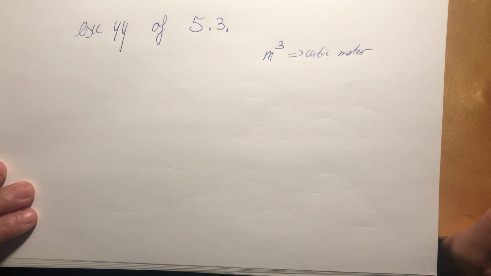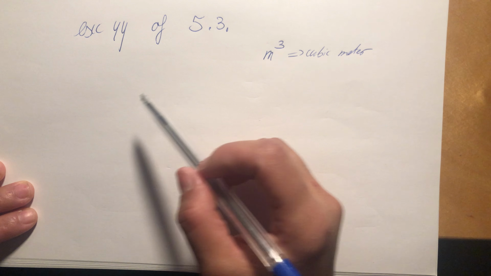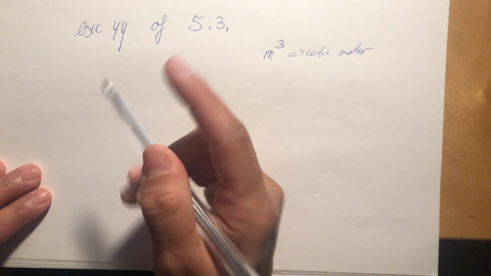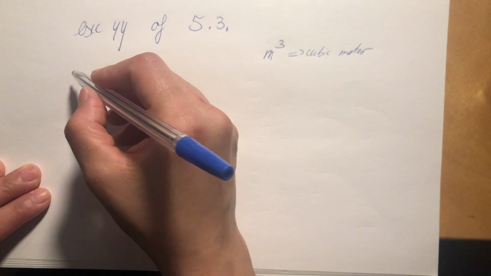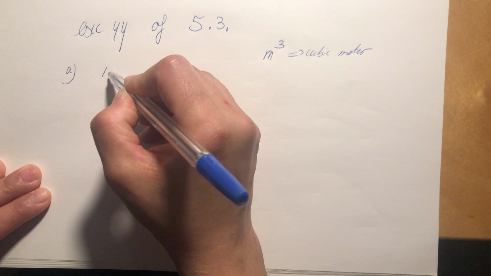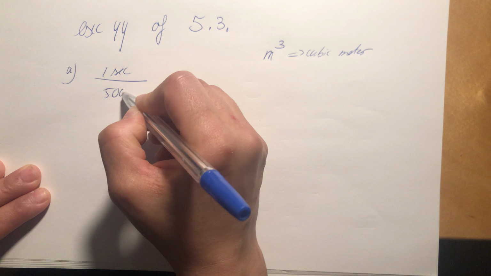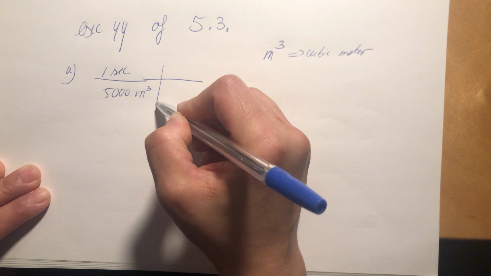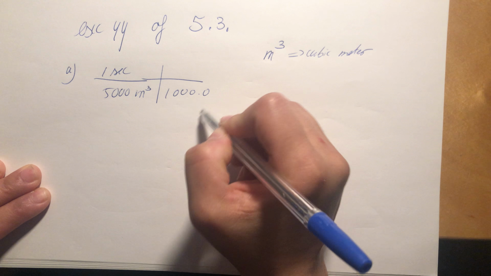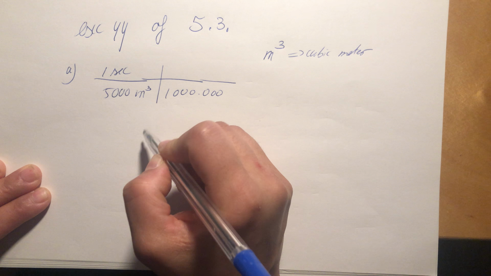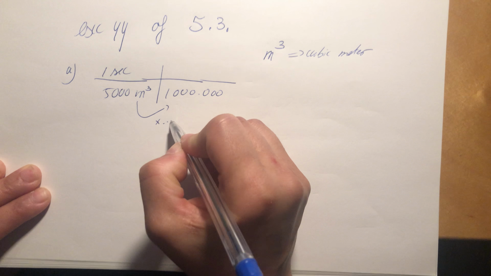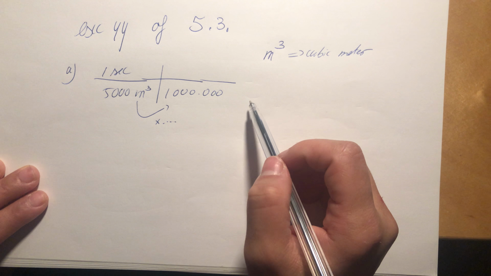Okay, let's have a look. We want to know how many minutes it takes, because we know 1 second takes 5,000 cubic meter. So there are two ways to approach it. You can make a table. I know 1 second is 5,000 cubic meters. How much is 1 million? 1 million, you write it like this, 1 with 6 zeros. Well, that's the thing. You want to know, with what do I need to multiply 5,000 to get 1 million?